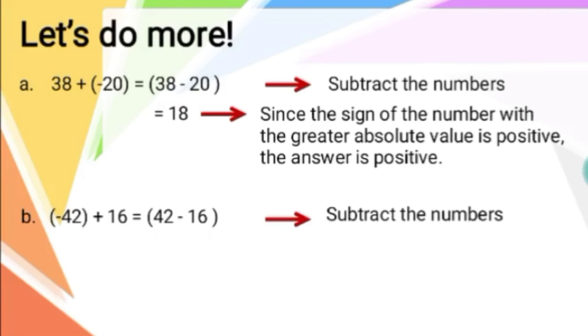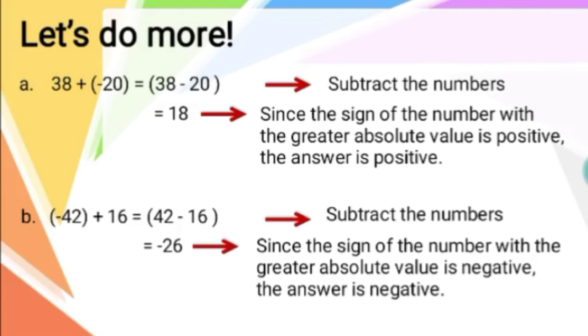For letter B, negative 42 plus 16 equals 42 minus 16 because our numbers are unlike sign. So, you will subtract the numbers. So, 42 minus 16, that is negative 26. Since the sign of the number with the greater absolute value is negative, the answer is negative.